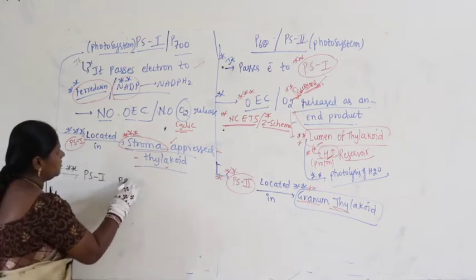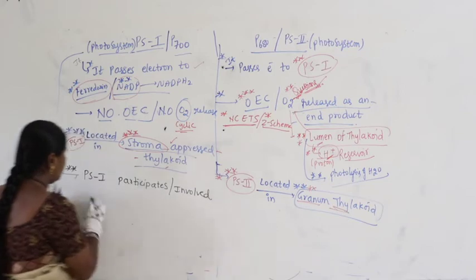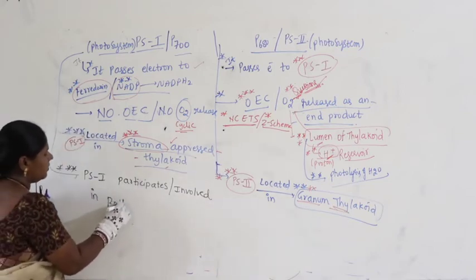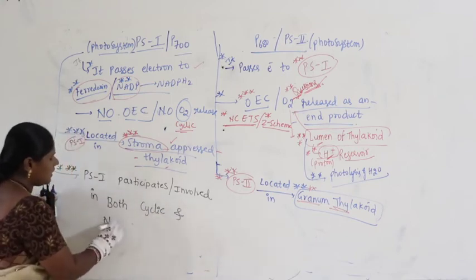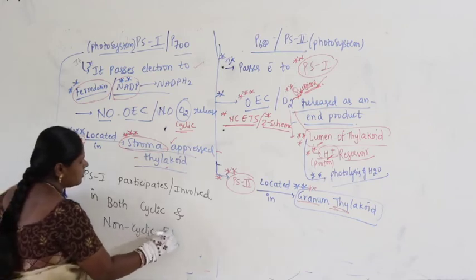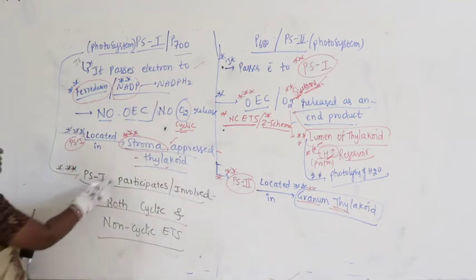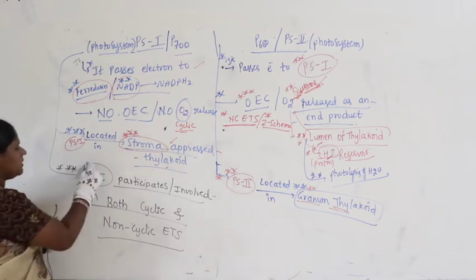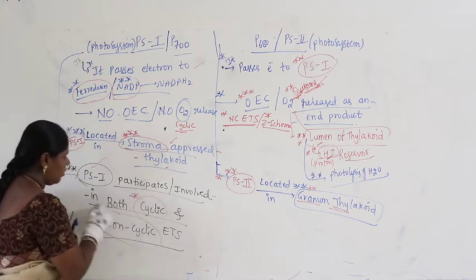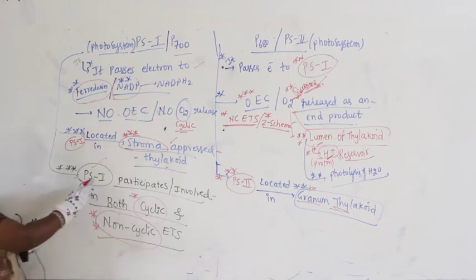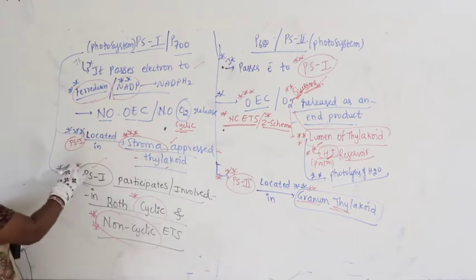PS1 participates in or is involved in both cyclic and non-cyclic electron transport system. Very important. Which participates in both cyclic and non-cyclic here? So PS1 is there in the case of cyclic, as well as in non-cyclic. PS1 participates in both cyclic electron transport system as well as non-cyclic electron transport system, very very important.